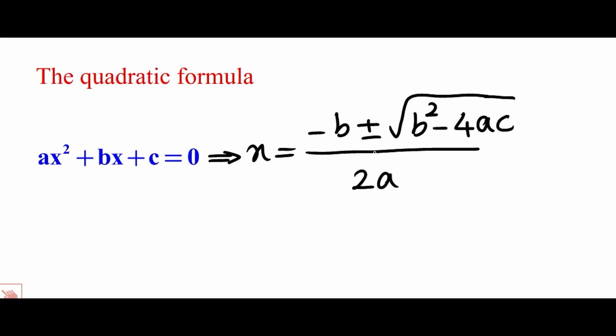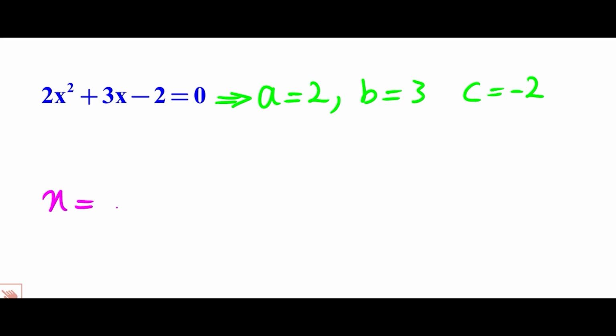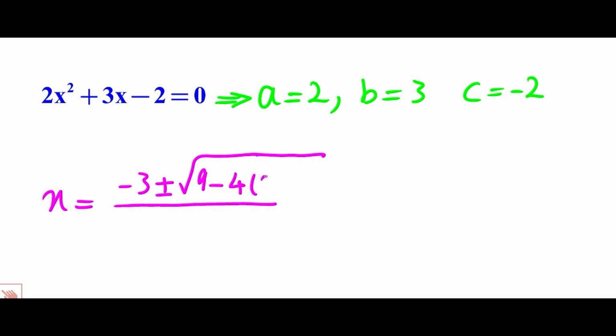For example, let's solve 2x squared plus 3x minus 2 equals 0. So in this problem, a is 2, b is 3, and c is negative 2. So substitute into the formula. We have x equals negative 3 plus or minus the square root of b squared, which is 9, minus 4 times a, which is 2, times c, which is negative 2, over 2a, which is 4, right?